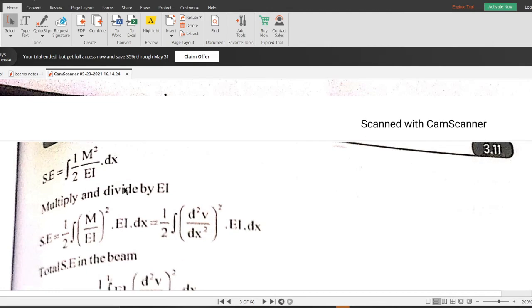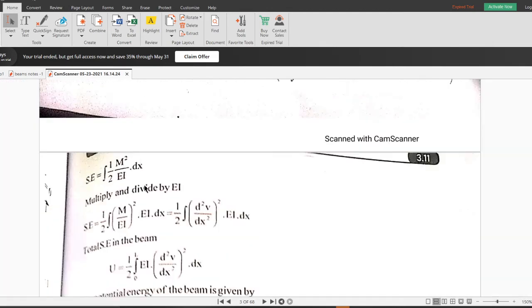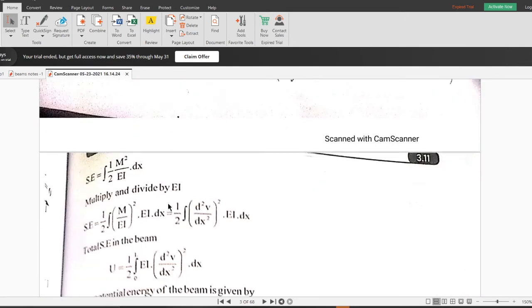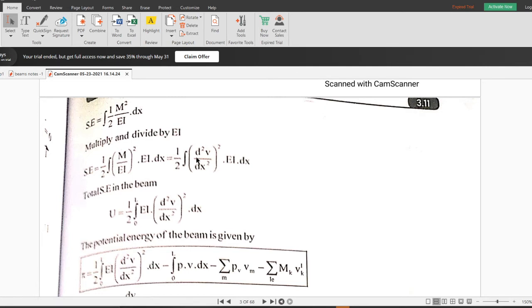Therefore, only one I will be there. After that, we need to multiply and divide it by EI. Therefore, if we multiply EI divided by EI, in the denominator EI becomes whole square. Therefore, I can call it half of integration of M by EI whole square into EI into dx. Again, M by EI is just d square v by dx square, that slope value we need to substitute. So this is known as the strain energy for bending of a beam, the strain energy equation for a beam.